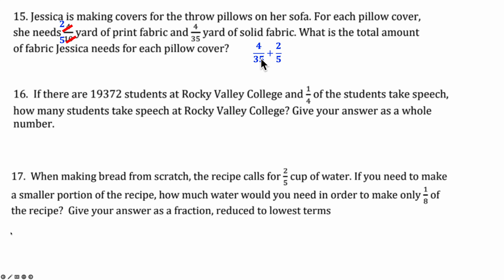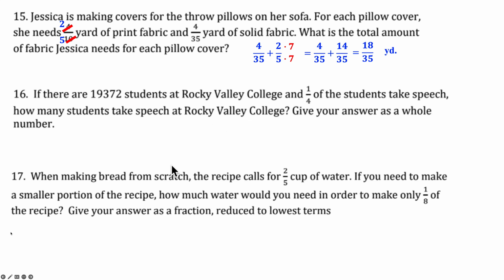Now, 5 goes into 35 7 times. So multiply the top and bottom of 2/5 by 7. So 4 plus 14 is going to be 18 over 35. And that's going to be how many yards of fabric is needed.